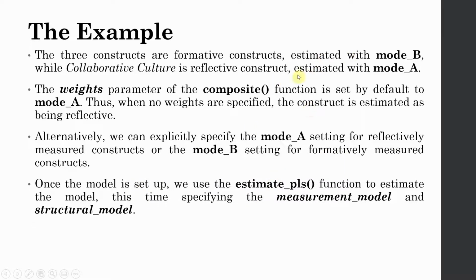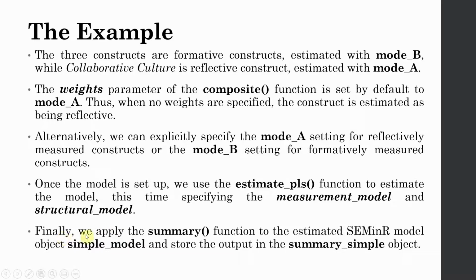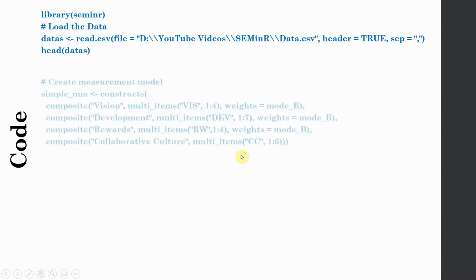Now, once you have specified your model, these are the constructs that are formative, these are the constructs that are reflective, then obviously the next step is estimation. Now, we use the estimate PLS function to estimate the model, this time specifying the measurement model and structural model. Finally, we apply the summary function to get our results, and those results are stored in summary underscore simple object. You can name it to your convenience, whatever you want.